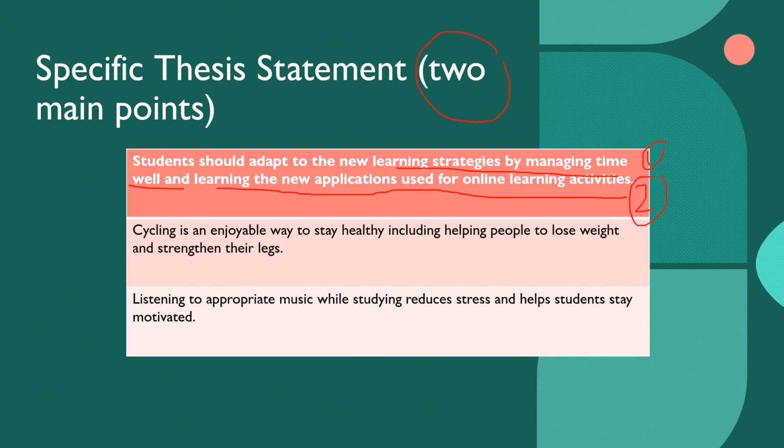The second example is cycling is an enjoyable way to stay healthy, including helping people to lose weight and straighten their legs. So this is the first point, and then this is the second point. Alright, so the third example is listening to appropriate music while studying reduces stress and helps students stay motivated. So this is the first point, and then this is the second point. So again, this is how you are supposed to write your thesis statement in your expository essay.